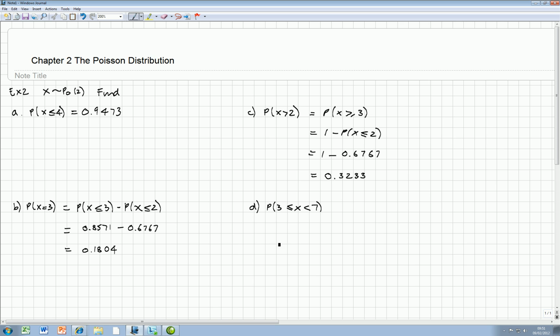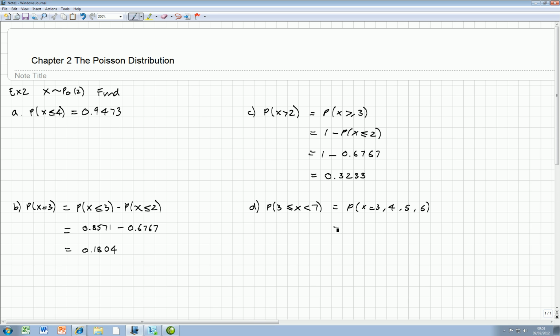Okay, and the last problem here then. Again, we're just going to interpret this slightly differently. We've got to think, which values does this mean? And what we're really after here are the values of x equals 3, 4, 5, 6, but not 7, not including 7. So we just need to rephrase this so we can get the data from the tables.